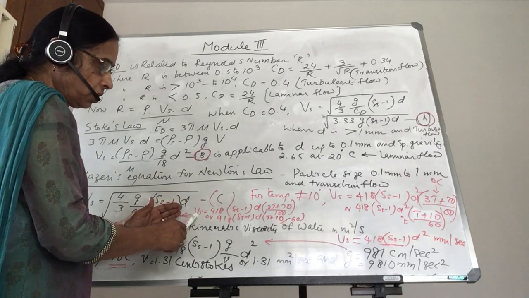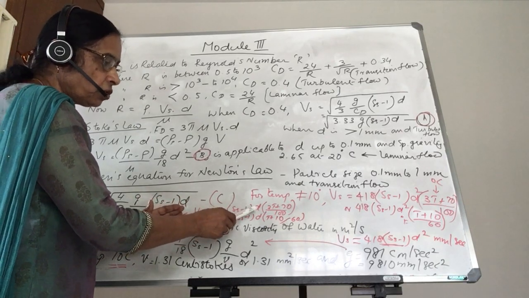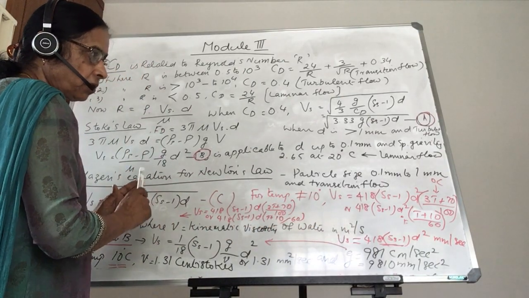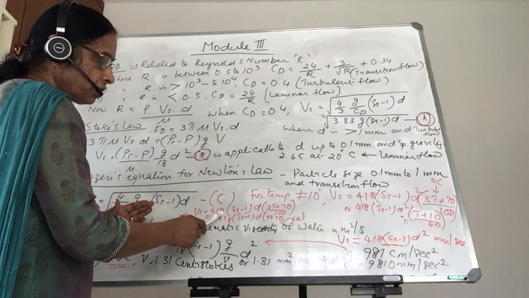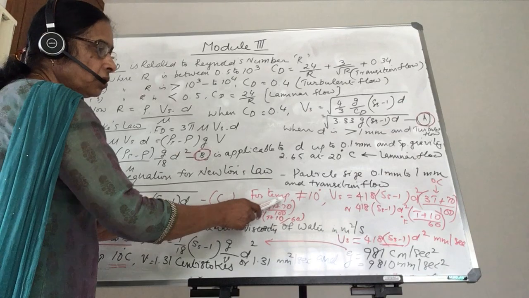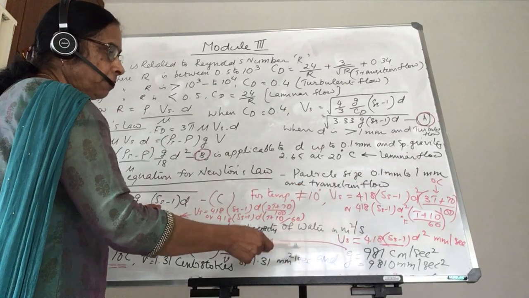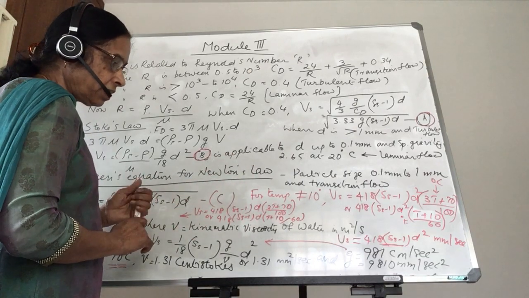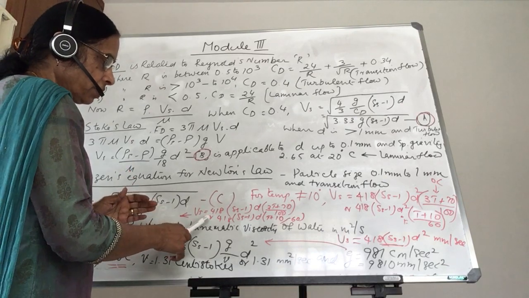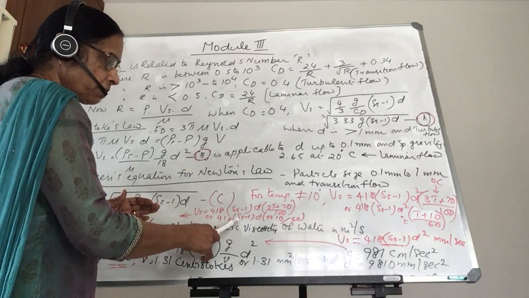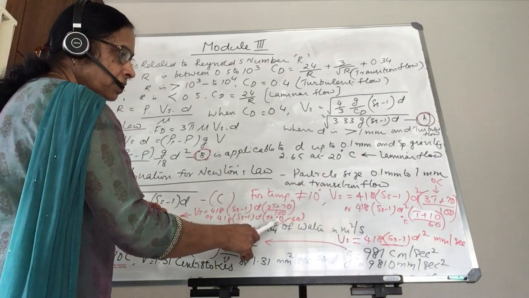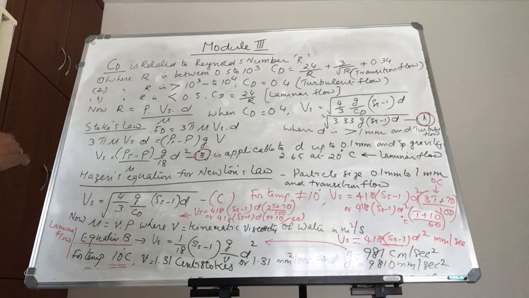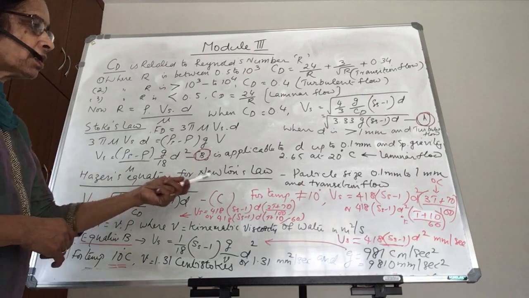It is Vs equals 418 into (Ss minus 1) into D. Here for laminar it is d squared, and for transition flow condition the equation is 418 into (Ss minus 1) into d. Again, if the temperature is not equal to 10 degrees, you have to multiply with the factor (3T plus 70) by 100 if the temperature is in degrees centigrade. If it is in Fahrenheit, the equation is Vs equals 418 into (Ss minus 1) into d into (T plus 10) by 60. This equation is applicable to transition flow condition.